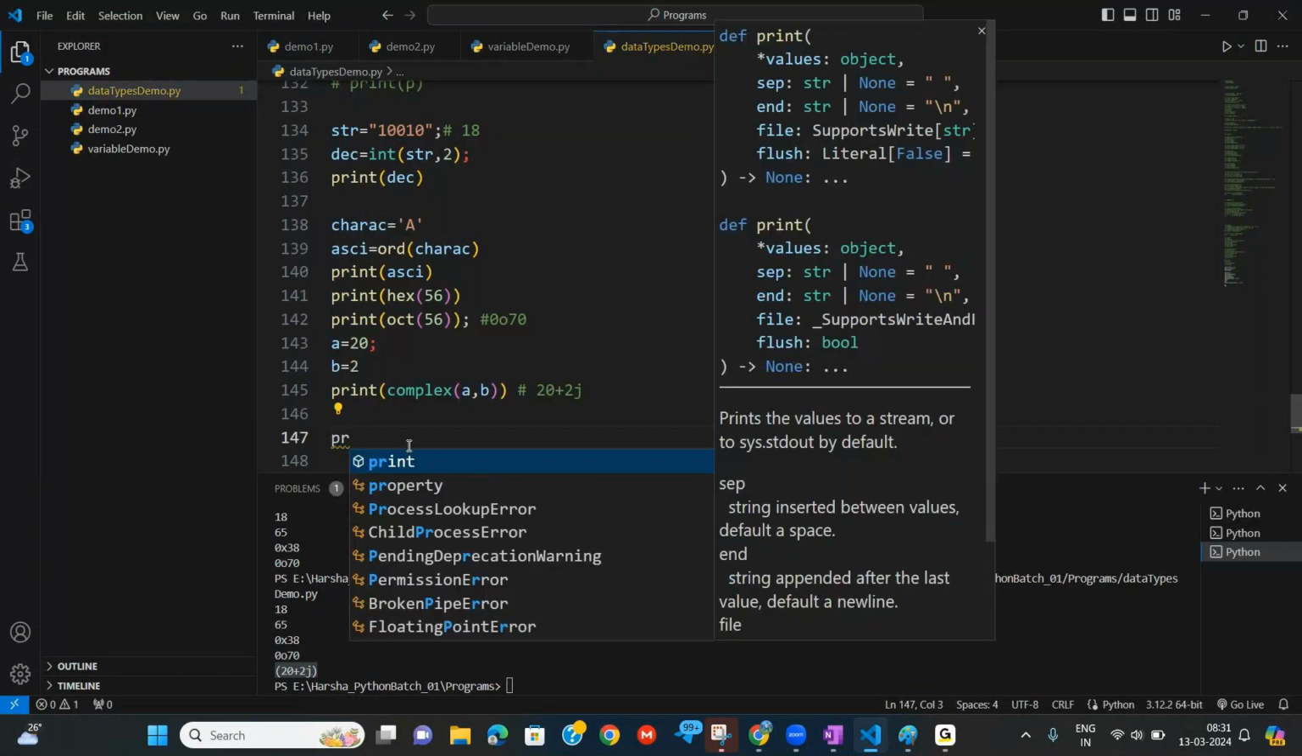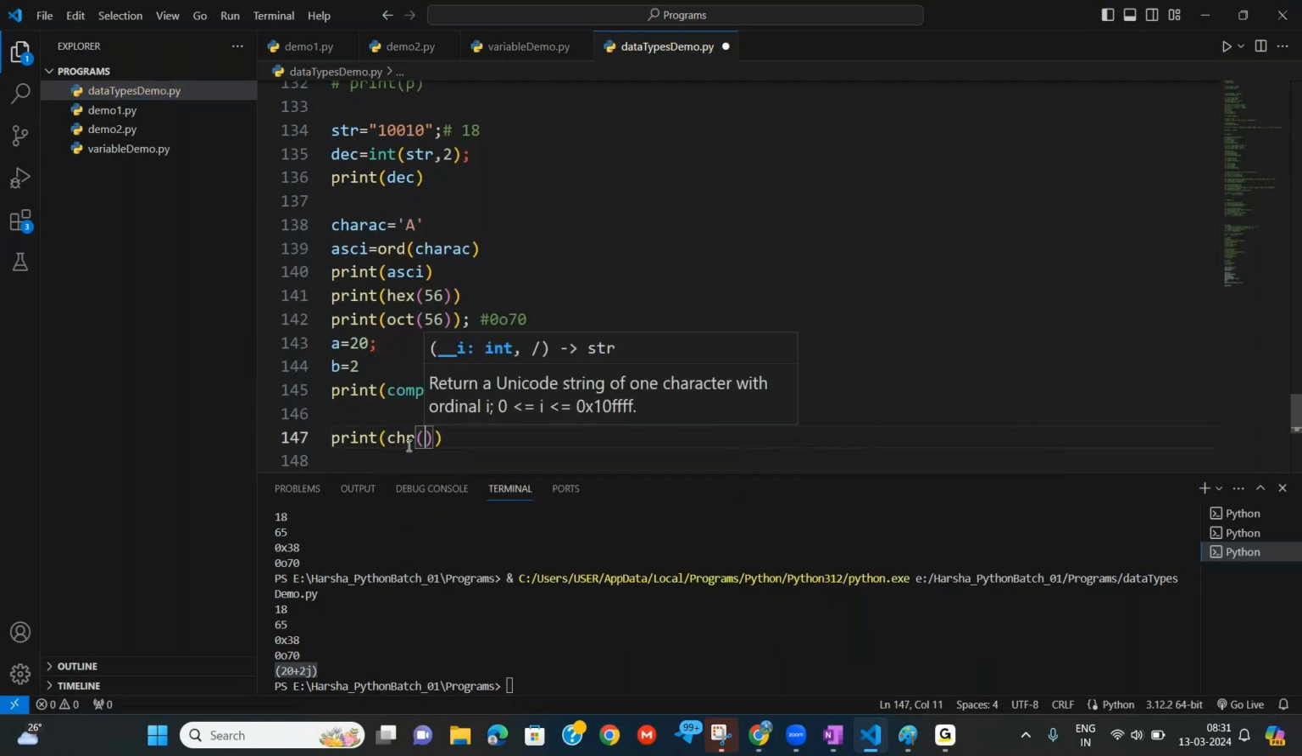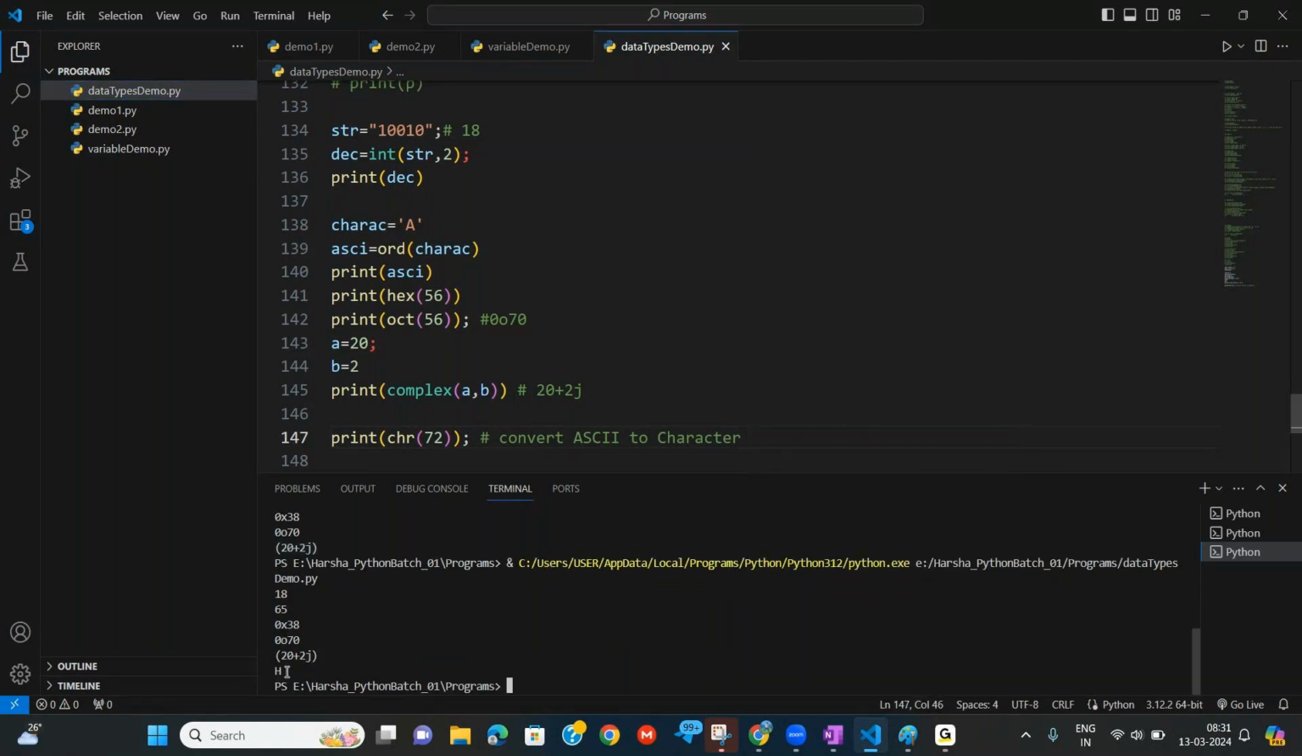Let me print. Here, a method called chr. In this chr method, you have to pass 72. So this will convert ASCII code to character. Let me write here: convert ASCII to the character. Okay, so 72. If I'm trying to run, see, I'm getting H for this. Understood?